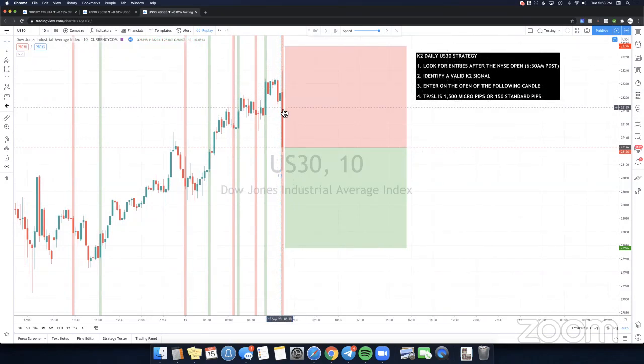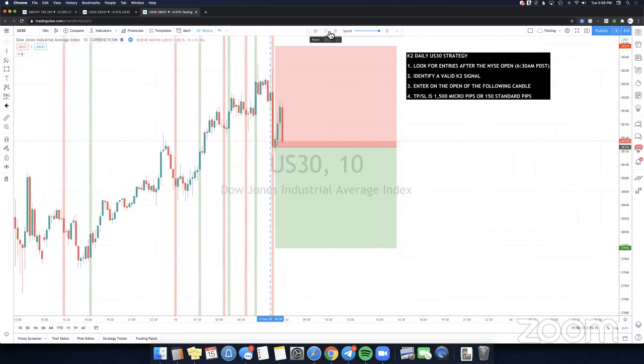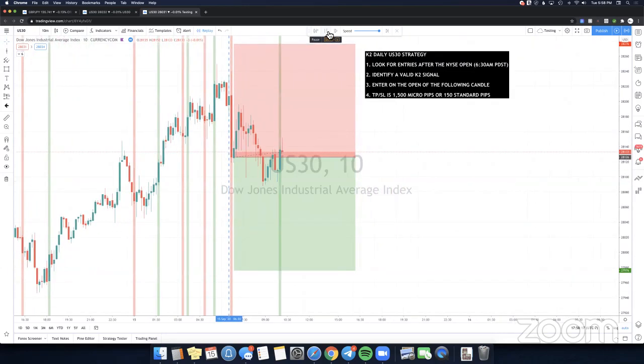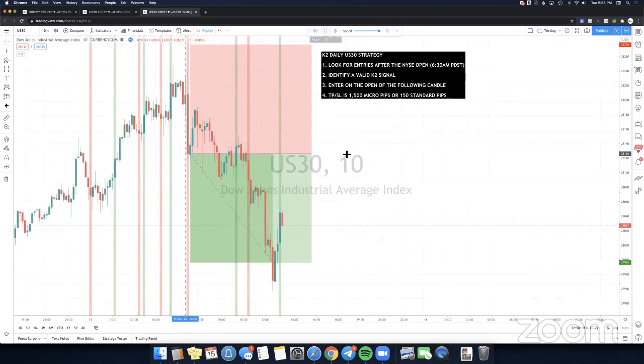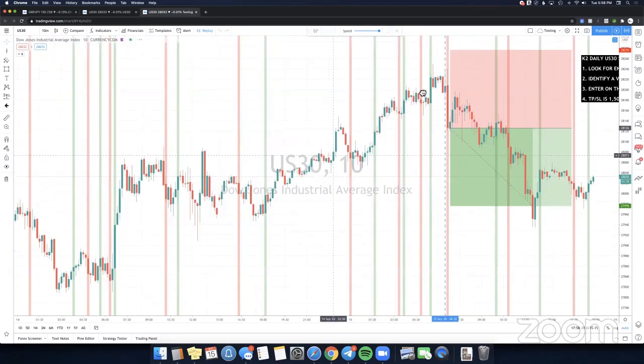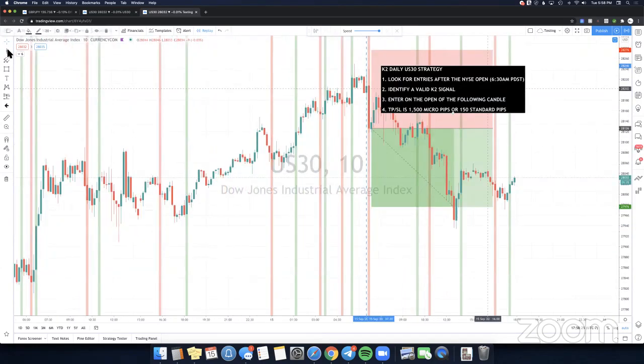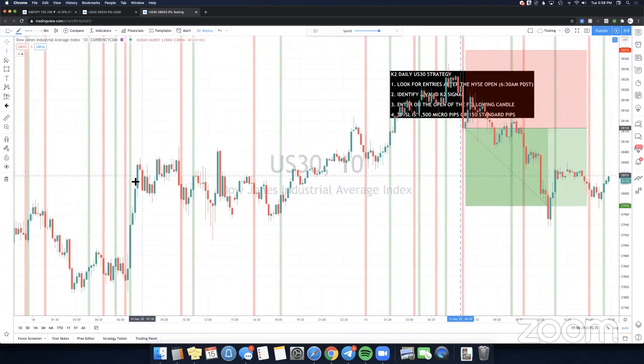One, you wait for market open. Two, valid signal, and then you enter and let it run. Sorry, my computer's starting to run slow right now, but there you go. So it ended up hitting full TP. And then I'll just do it again for yesterday's, for you to see that it works both ways and it works every day pretty much.